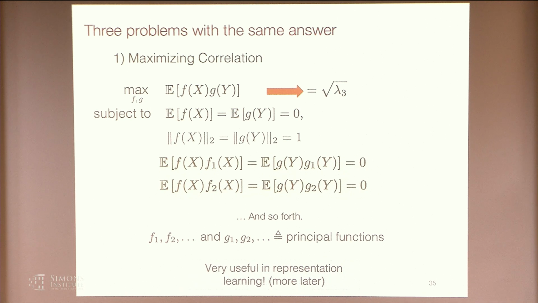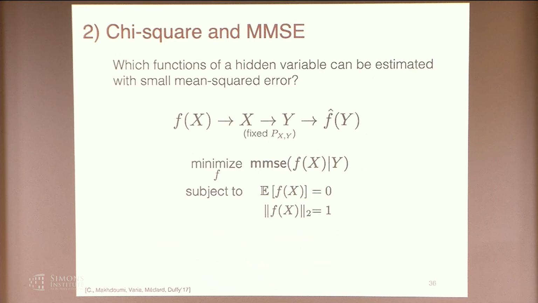These principal functions and these quantities also appear as a solution of a second problem, which is a problem of MMSE estimation. So let me present this. The question that we're asking is, which functions of a hidden variable can be estimated with the smallest mean squared error? So I have x, and I observe y. And the question is, what is the real valued function of x that has zero mean and unit variance, to avoid trivial solutions, that I can most reliably estimate, that I can reconstruct with the smallest mean square error given an observation of y? If you were to solve this, this function is exactly the principal function from the previous case. It's f1. And the value of the MMSE is 1 minus lambda 1, or the square of the maximal correlation here.